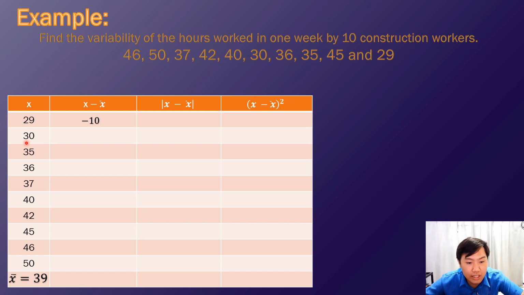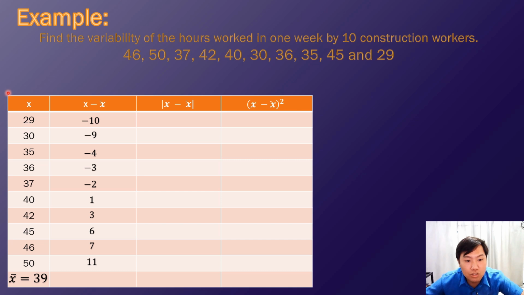30 minus 39 is negative 9. 35 minus 39 is negative 4. 36 minus 39 is negative 3. 37 minus 39 is negative 2. 40 minus 39 is 1. 42 minus 39 is 3. 45 minus 39 is 6. 46 minus 39 is 7. And 50 minus 39 is 11. So, nakuha na natin o na-fill na natin yung second column.